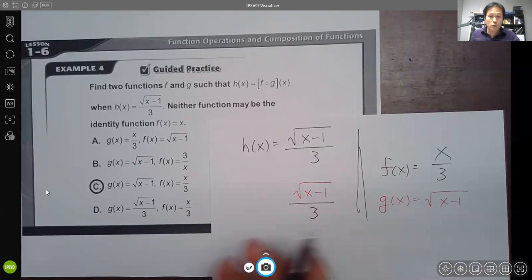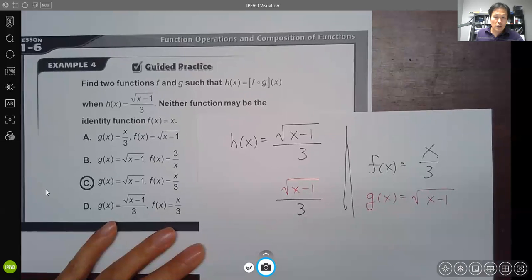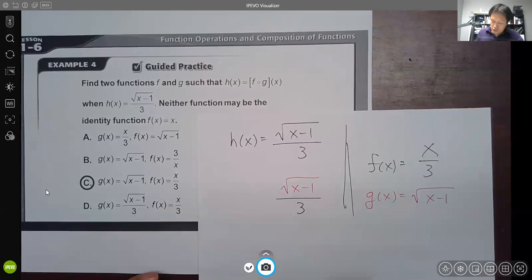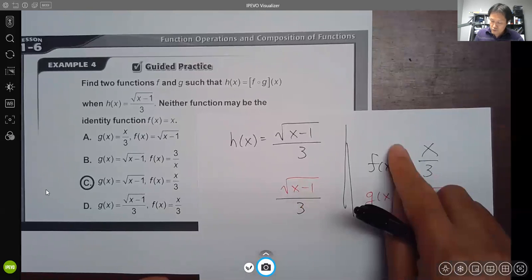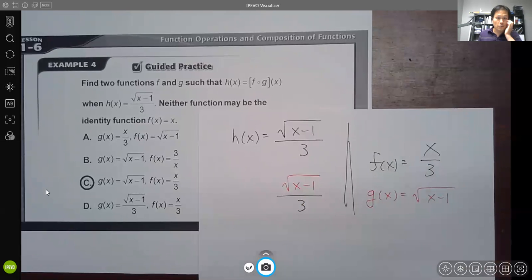Is that the only way to decompose? No, it's not. You can do x minus 1 inside the g of x, and f of x would end up being the square root of x, over 3. You could decompose that way too, okay?